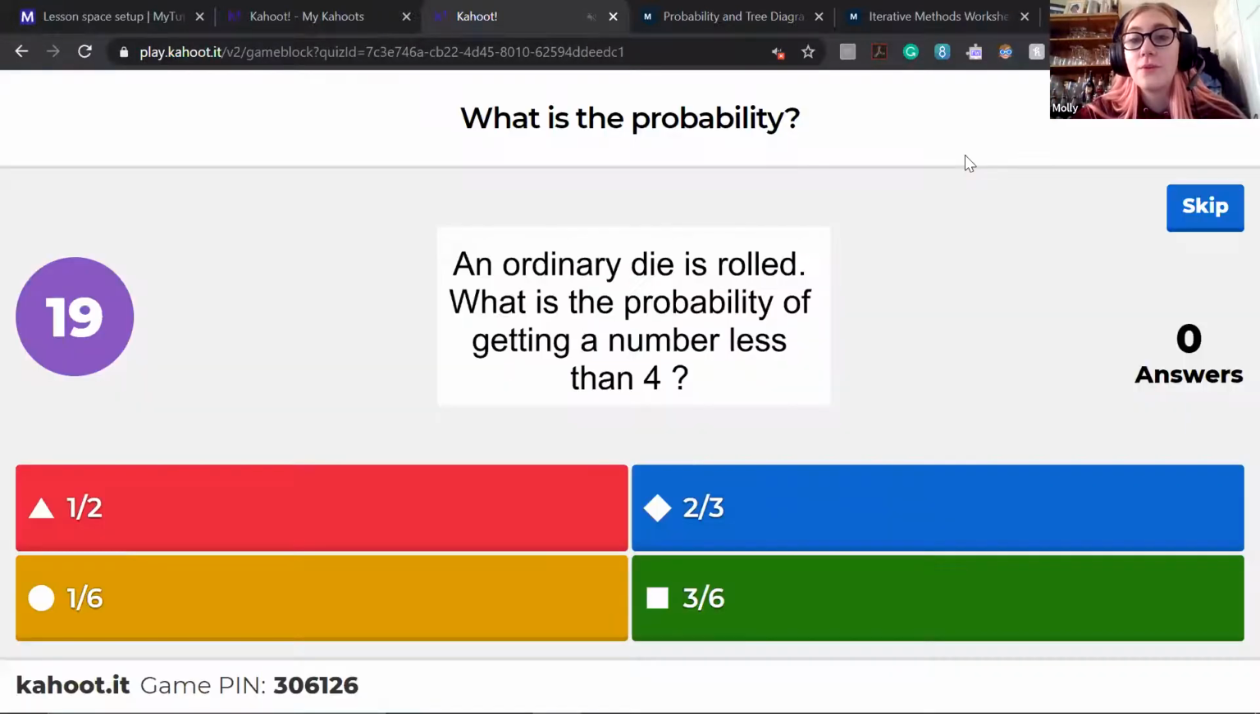Okay, now we're doing probability. So take off your iteration heads and put on your probability heads.